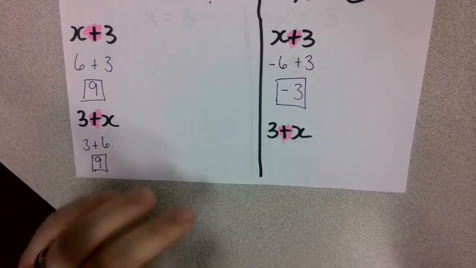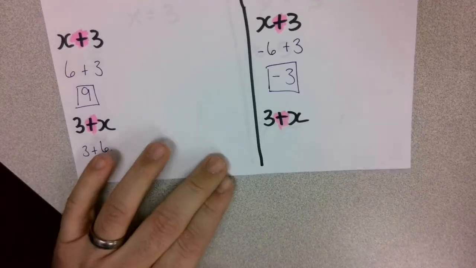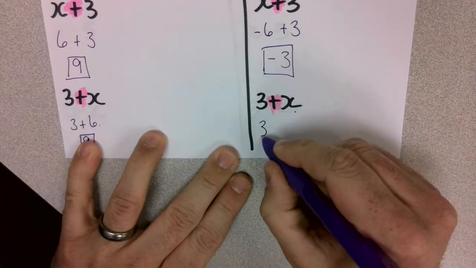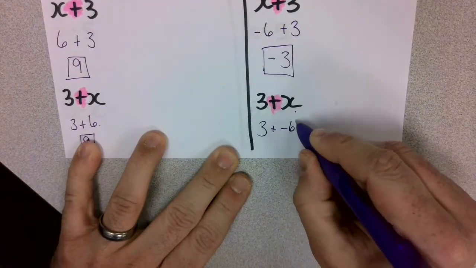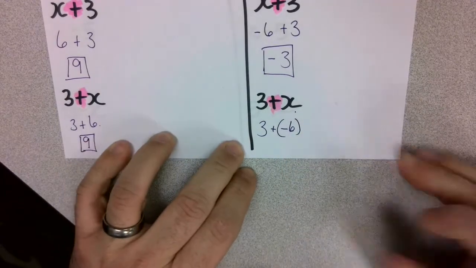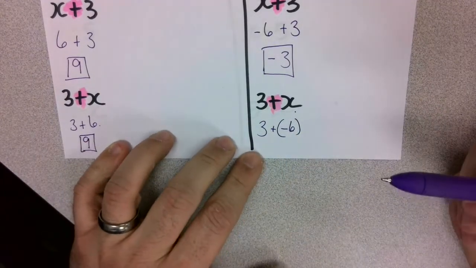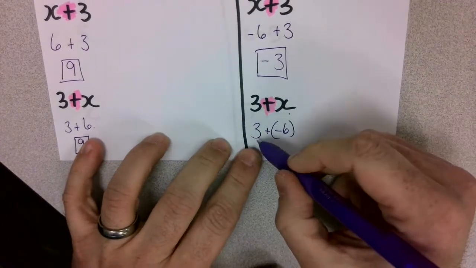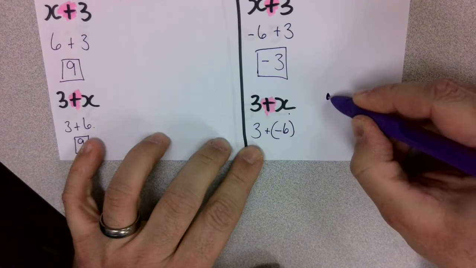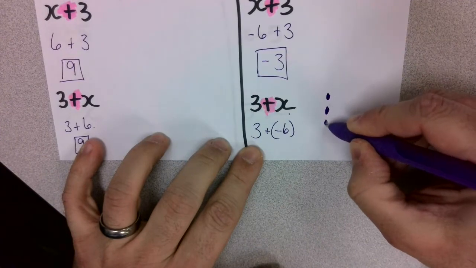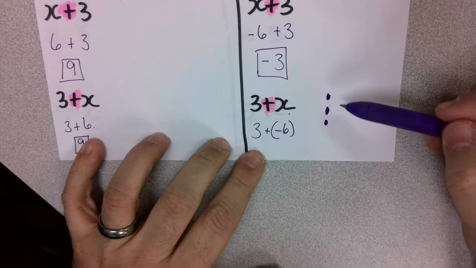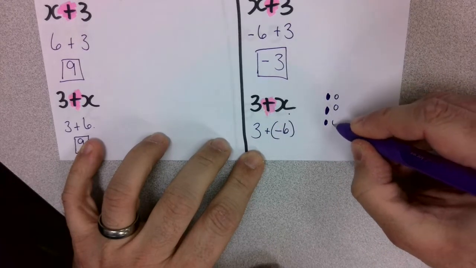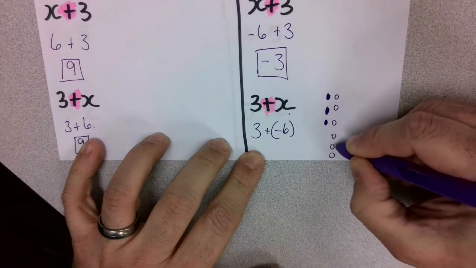What if we had 3 plus x in this case? We start by substituting our value in, so 3 plus a negative 6. Instead of thinking about this in terms of a number line, this time we're going to think about it in terms of integer chips. I start with 3 positive integer chips. Now I'm going to add 6 negative chips: 1, 2, 3, 4, 5, 6.